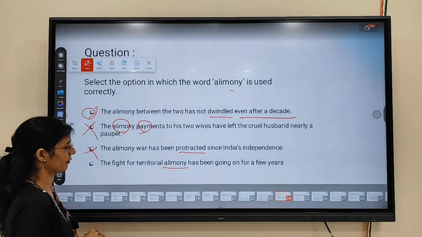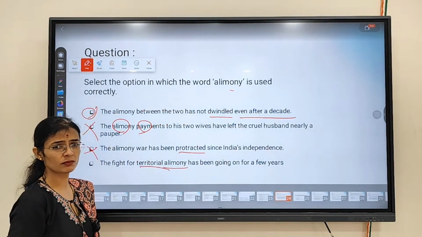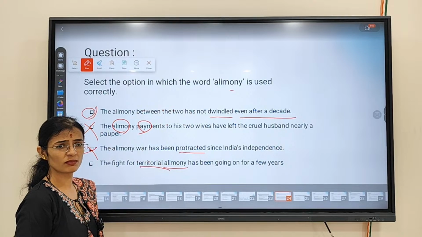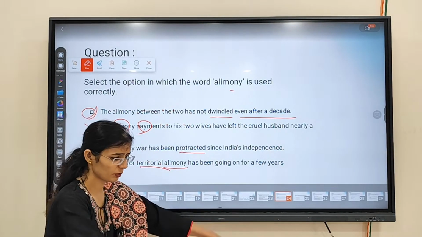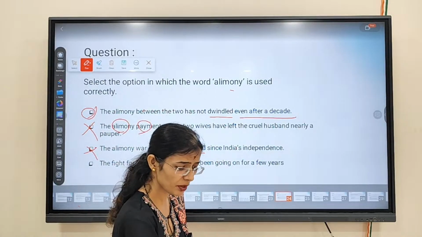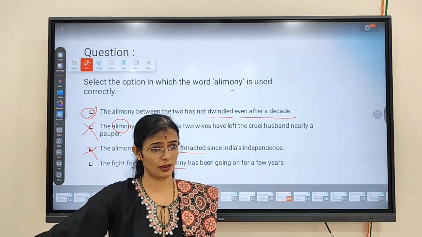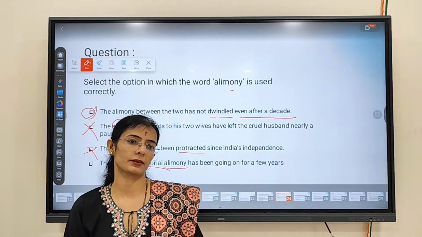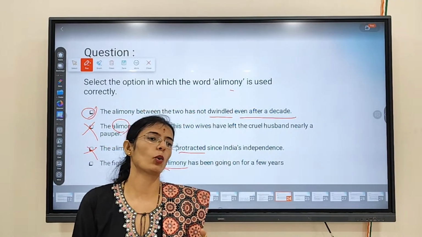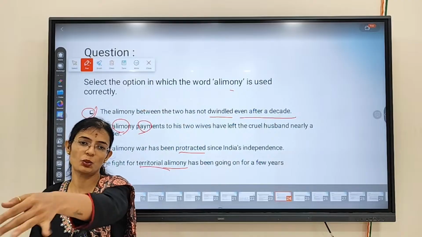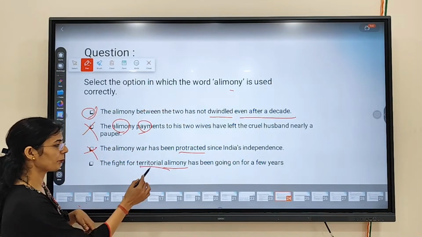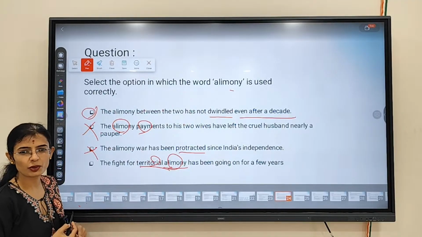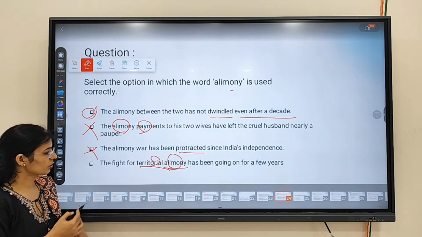Alimony is what? Payment. Territorial payment will come. Territory is something that is land, no? So this territory belongs to me, that is your territory. Don't step in my territory. This is the teacher's territory, that is the student's territory. Students have to be there, teacher has to be here. Territory and payment doesn't sound correct together, no? Yes. So this is not correct.